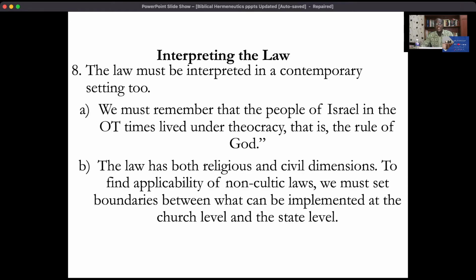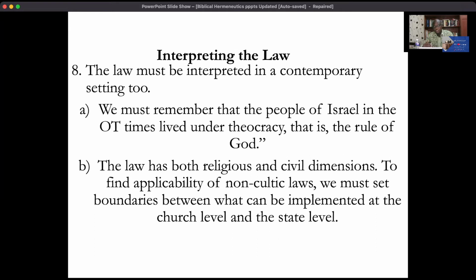Eighth, the law must be interpreted in the contemporary setting too. We must understand how to interpret the law today. If the law mentioned in the Old Testament is never mentioned in the New Testament for affirmation, for nullification, for modification, then we must follow this principle. We must remember that the people of Israel in Old Testament times lived under theocracy, that is, the rule of God. For example, when a child disobeyed a parent, the child was stoned to death. But now we are living in a democratic, non-theocratic dispensation. And therefore, we must be very careful.